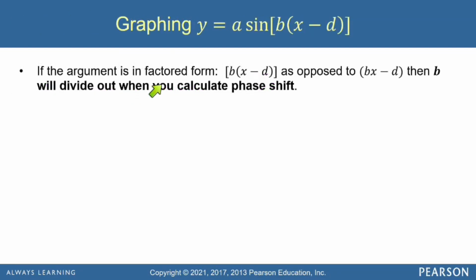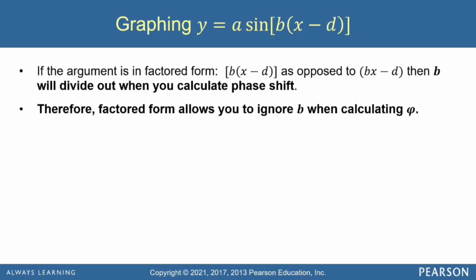Now let's talk about what happens when your argument is in a factored form. So it would look like b times x minus d in brackets rather than just bx minus d in parentheses. In this case, the b will divide out when you calculate phase shift. And because that b divides out, factored form allows you to ignore b when calculating phase shift.